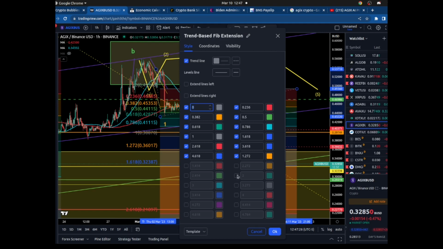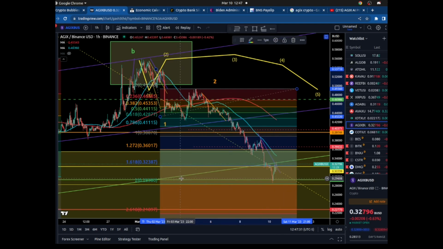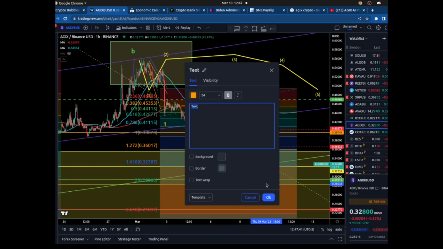God, I need to change my mouse. Okay, so we perfectly reacted to the 2, and now we are bouncing back once again to the 1.618. So this would tell me that more likely this is our wave 3.